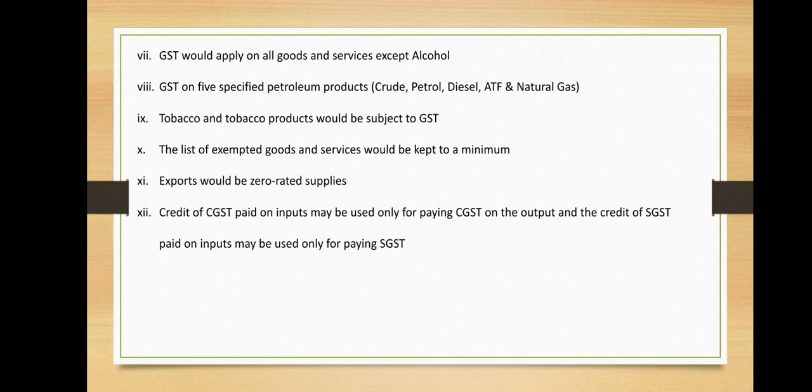The credit would be permitted to be utilized in the following manner. First, ITC of CGST allowed for payment of CGST and IGST in that order. Second, input tax credit of SGST allowed for payment of SGST and IGST in that order. Third, ITC of IGST allowed for the payment of IGST, CGST, and SGST in that order.